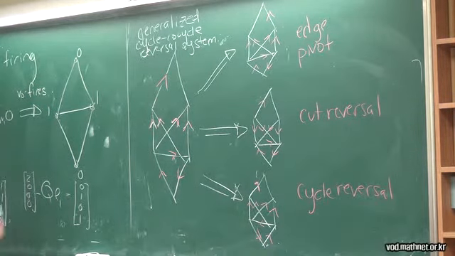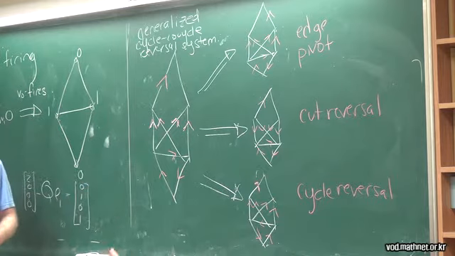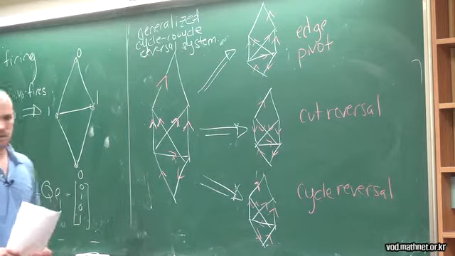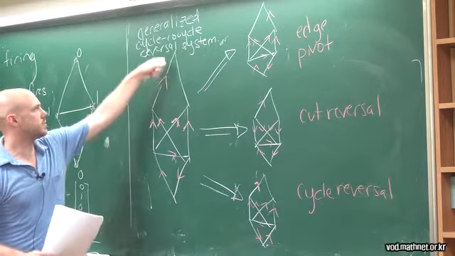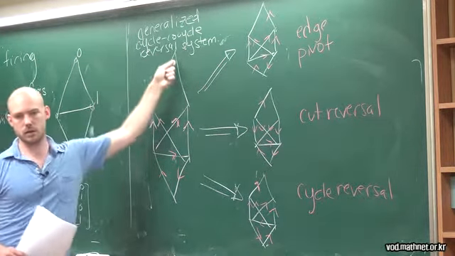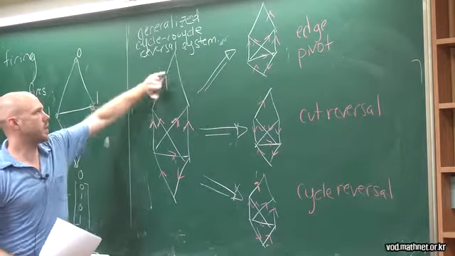Please ask questions, because this is the basic idea. It's swapping an oriented edge and an unoriented edge. And it's important that the edge is oriented towards the vertex we're pivoting at. If it was oriented the other way, we couldn't do that.